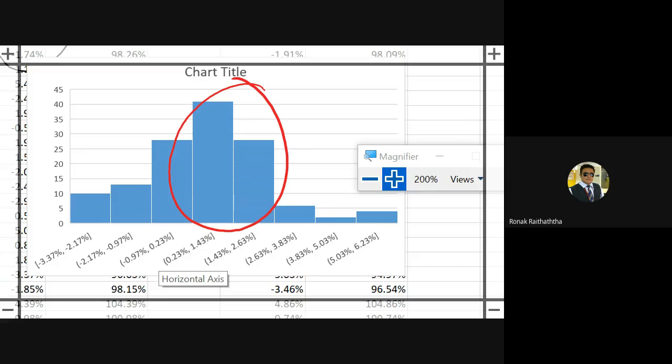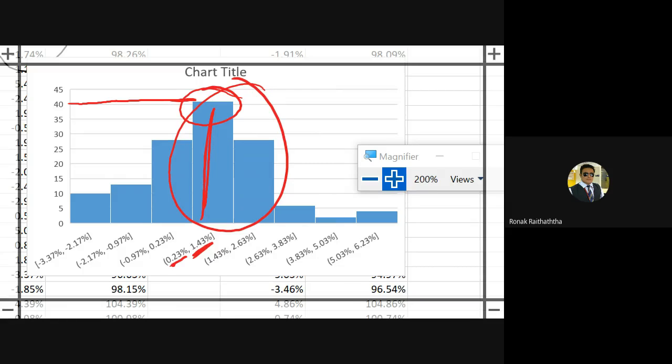So the interpretation of this bar is that between 0.23 percentage to 1.43 percentage, 41 returns are falling. So whatever returns we have taken here, 41 items are there which are falling between these two values, that is 0.23 percentage to 1.43 percentage. Now how did I identify 41 entries? Because from here I can see that it is around 40, 41.